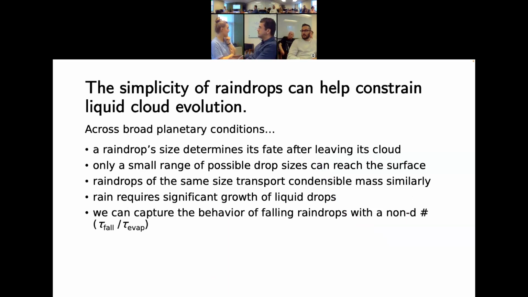Cool. So to wrap up this section, we looked at how the simplicity of raindrops can help us frame liquid cloud evolution. Across broad planetary conditions, I showed that a raindrop's size is what determines its fate after leaving its cloud. Only a small range of possible drop sizes can reach the planetary surface. Raindrops of the same size transport condensable mass similarly. We need significant growth of liquid drops to get rain. And also that we can capture the behavior of these falling raindrops with a non-dimensional number.